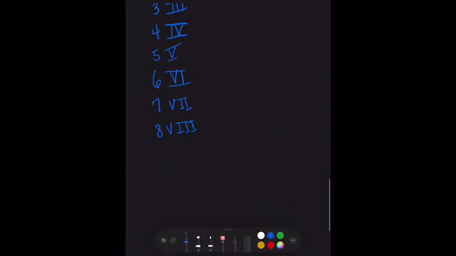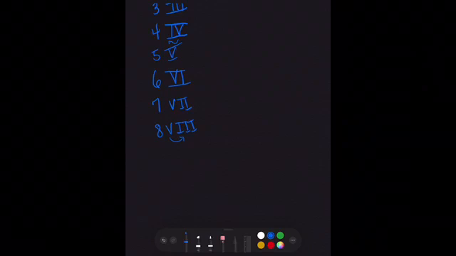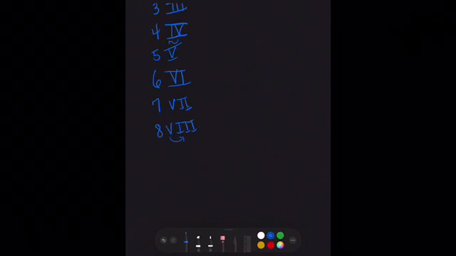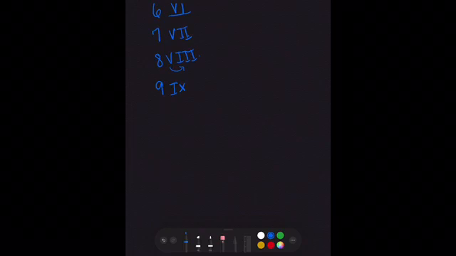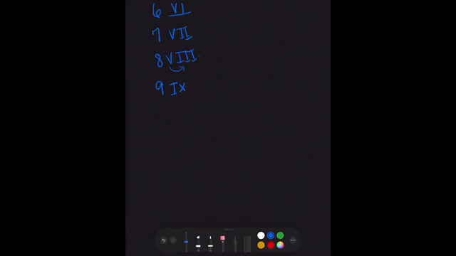So you see, if the I's come after the V, we're adding them. If they come before the V, we're subtracting. So 1 less than 5 versus 1 more than 5, or 2 more than 5, or 3 more than 5. And then when we get to 9, 9 will be 1 less than 10. Okay, so I've already covered 4 and 9 in those examples.